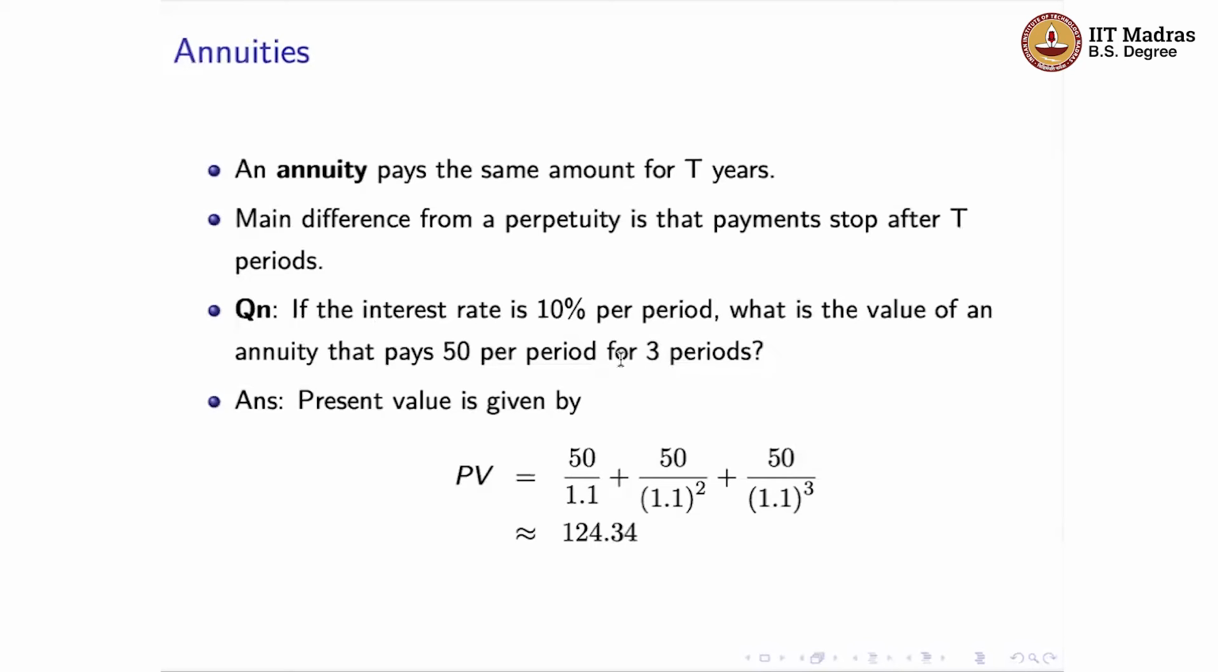So for example, if the interest rate is 10% per period, what is the value of an annuity that pays 50 per period for 3 years? Well, you can calculate the present discounted value easily. But if you had an example which required you to calculate the annuity for 10 periods, then this would not have been such an easy process, right? And then we need to be a bit more clever about how we go about calculating this.